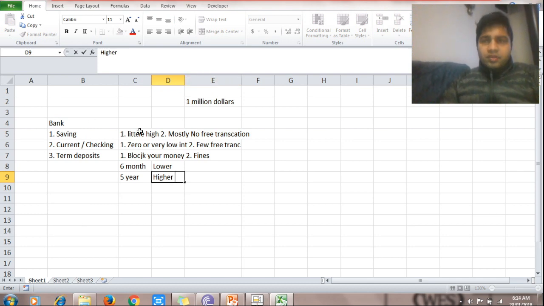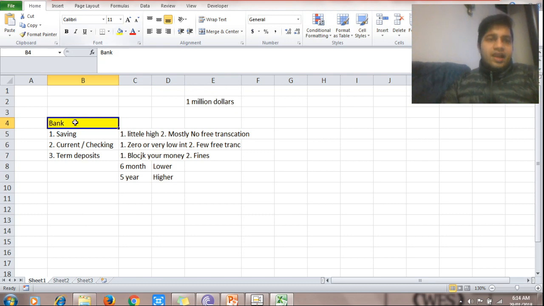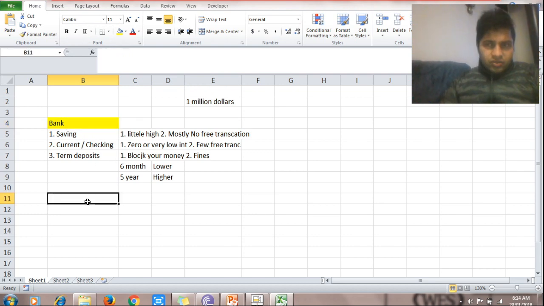So you can pursue this option: investing your money with the bank, in a savings account, checking account or current account, or a term deposit. Interest is taxed in most countries. That's another thing you need to factor in.